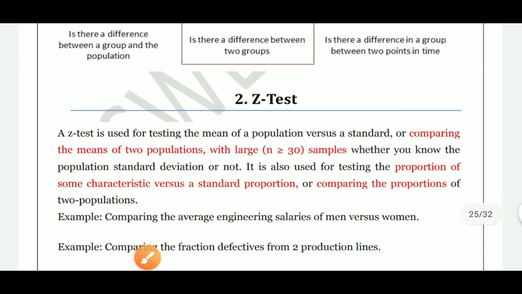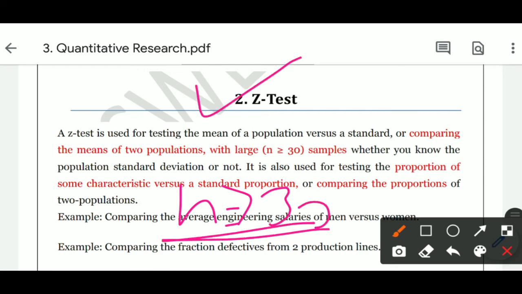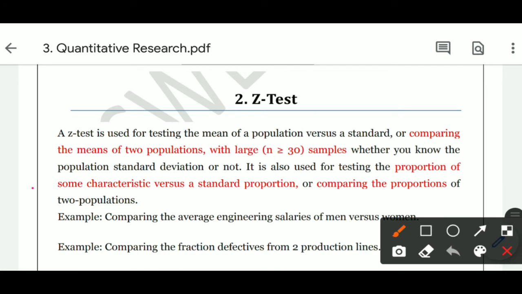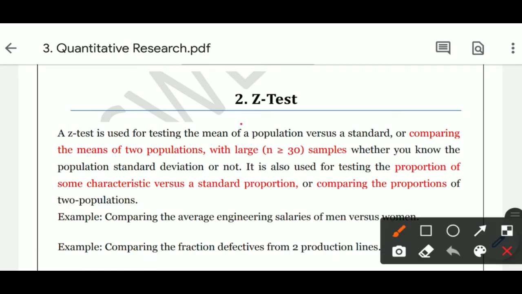Now let's understand the z-test. The z-test is used when you compare the means of two populations with a sample size equal to or greater than 30. It is also used for testing the proportion of some characteristic versus the standard proportion, or comparing the proportions of two populations. You have two populations, two samples, and you compare them. And what is the difference between the z-test and t-test? Only the sample size. When the sample size is 30 or more than 30, you use the z-test.